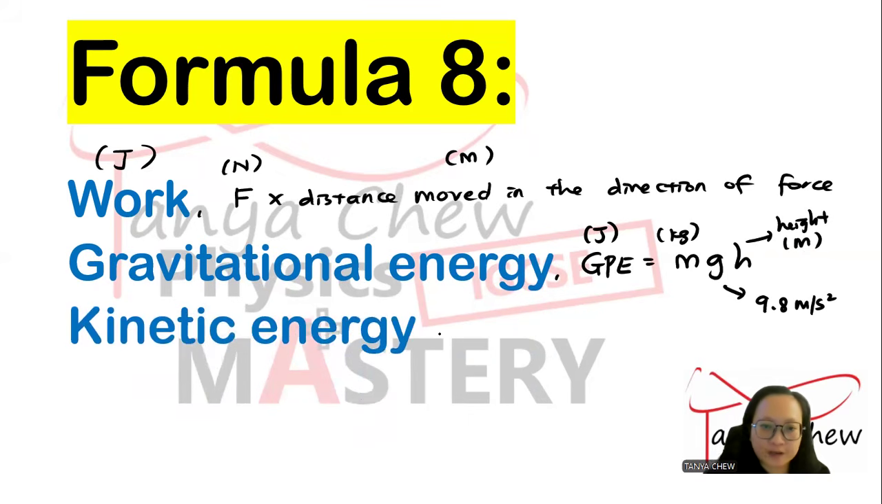And you also have kinetic energy, which is KE, which is equal to half mv squared. Kinetic energy is also measured in joules. That is why your mass must be in kilogram. This is your speed. Speed must be in meter per second. You have to square it.